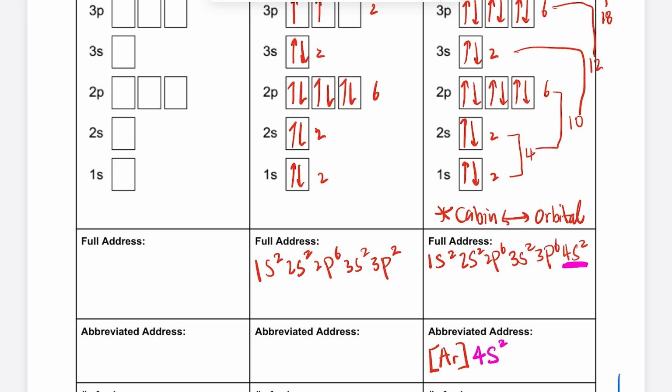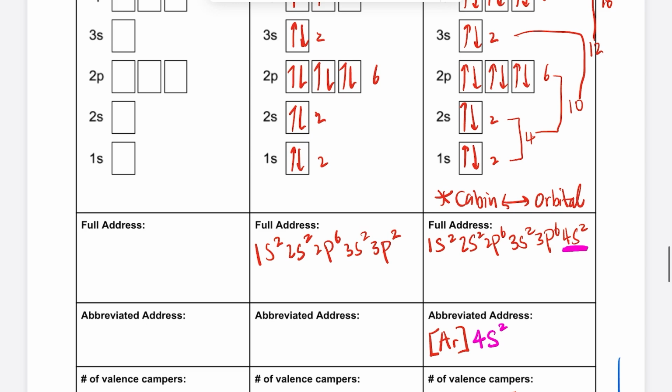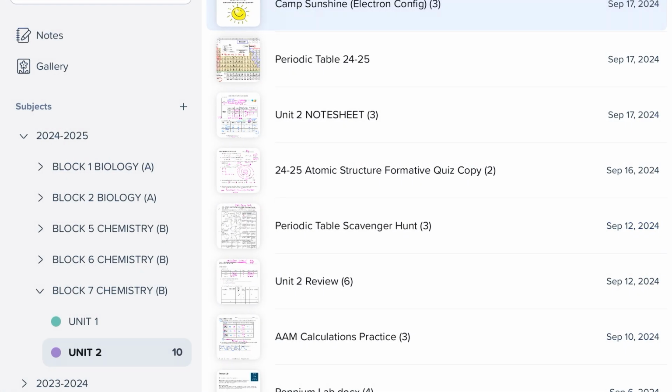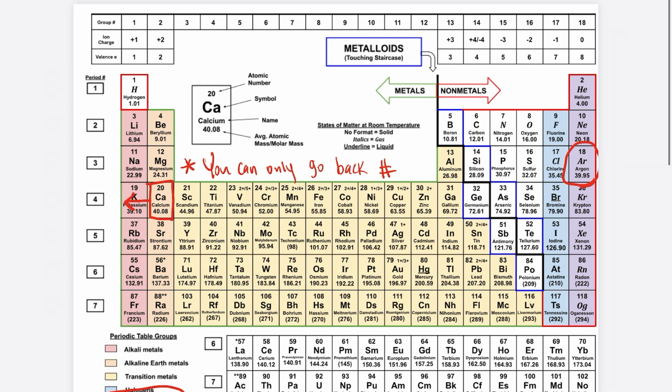Now, what about the abbreviated configuration? Again, same idea. Let's go to the periodic table. Where is my silicon this time? We're not looking at calcium anymore. Right here. Here's 14, okay? Again, what was the rule? The only rule here is you can only go back. You cannot go forward. If I go forward, you're going to write down argon and go, oh, no, that's not right. You can only go back.